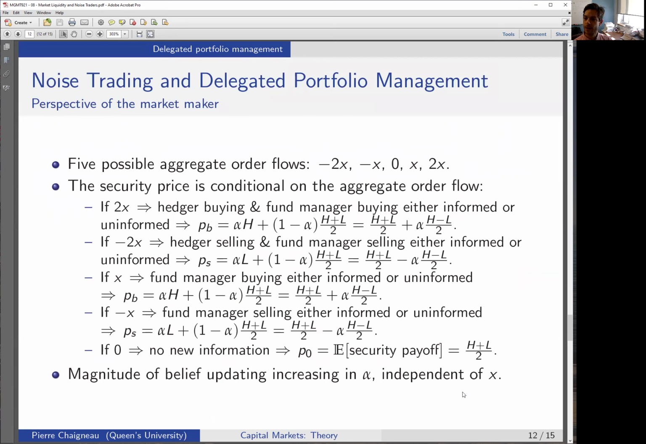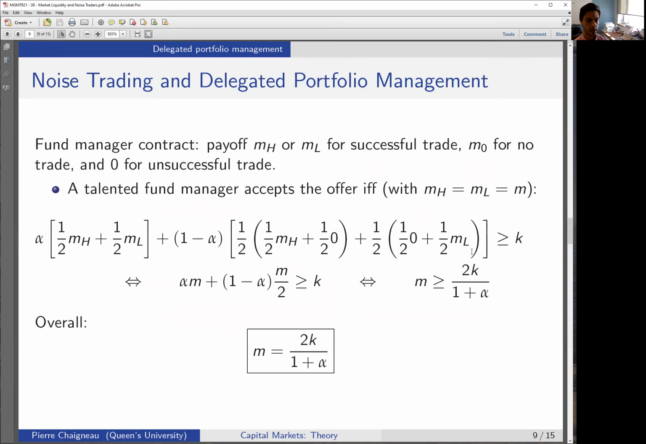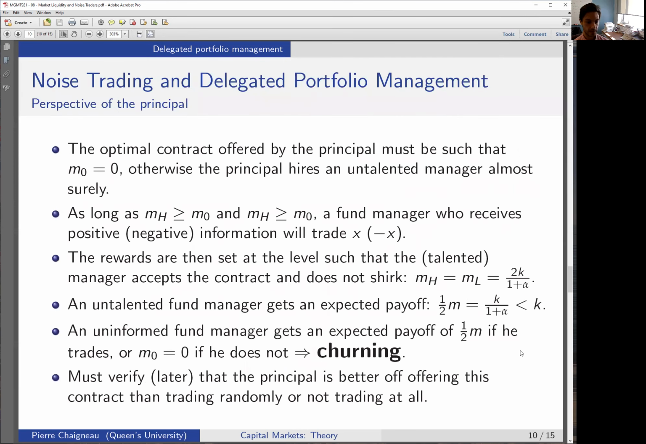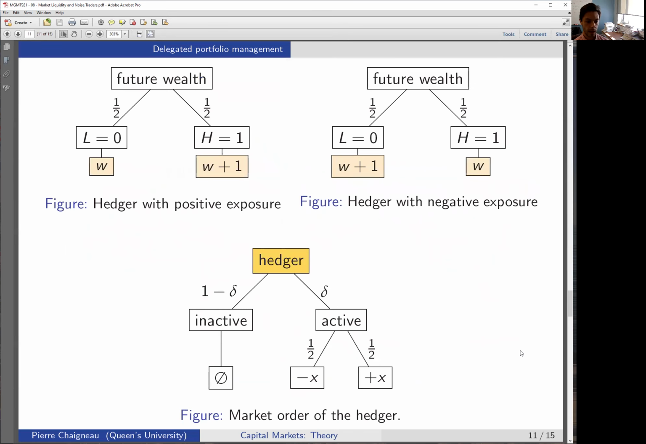Okay, so now we know how everyone will trade, the hedger and the fund manager. So now let's take the perspective of the market maker, who is setting market prices so as to make 0 expected profits, so as to break even in expectation. First of all, what are the order flows that the market maker will possibly observe? Well, we know that the fund manager will always trade, right? Because in equilibrium, only a talented fund manager will accept the contract. This talented fund manager will always trade. So he will always submit an order. However, the hedger will only trade with probability delta.